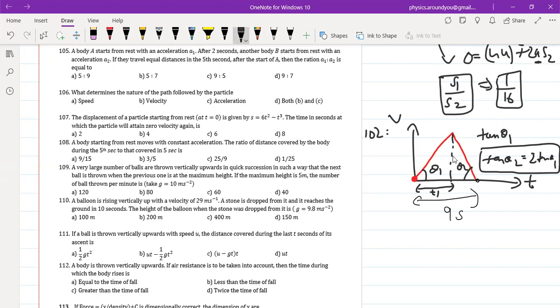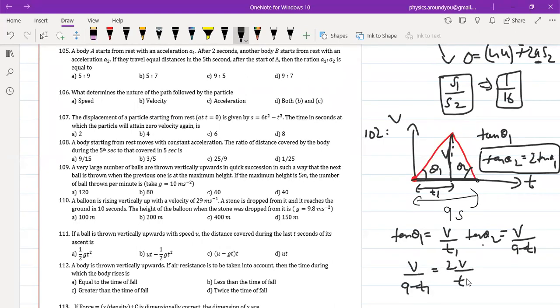Let this side be V. So what would be tan theta1? Tan theta1 shall be V by T1. What shall be tan theta2 in this triangle? Tan theta2 is V by this side. That side is nothing but the whole time minus T1, which is 9 minus T1. They have told tan theta2 is 2 times tan theta1, which means V by (9 minus T1) is 2 times V by T1. So we cancel the V's. We see that T1 should be equal to 18 minus 2T1, or T1 should be equal to 6 seconds.